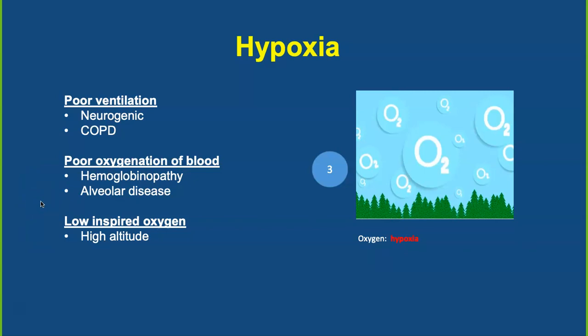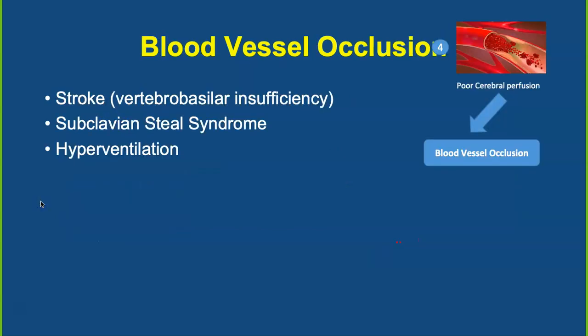Then for low inspired oxygen, which is the last thing to think about, this would be present for people who are at high altitude who literally can't get enough oxygen into their blood. Great. So now we're going to talk about 3 situations where there is actually decreased cerebral perfusion.